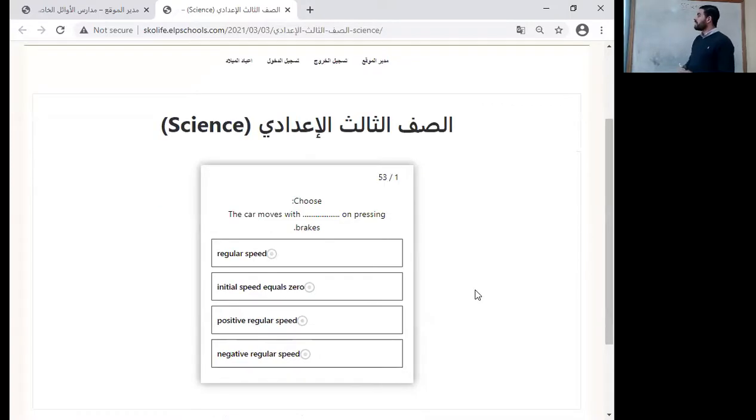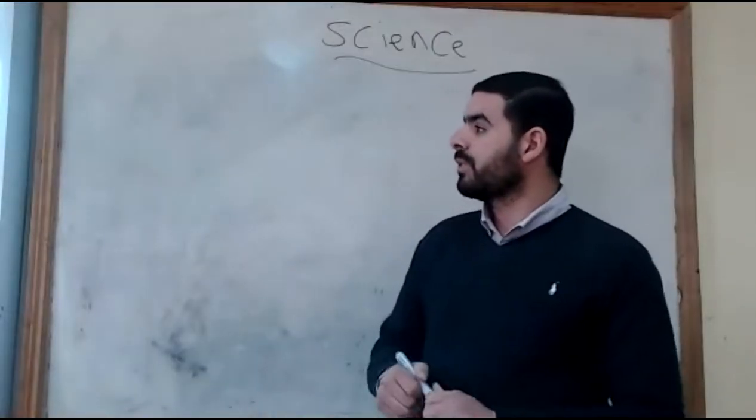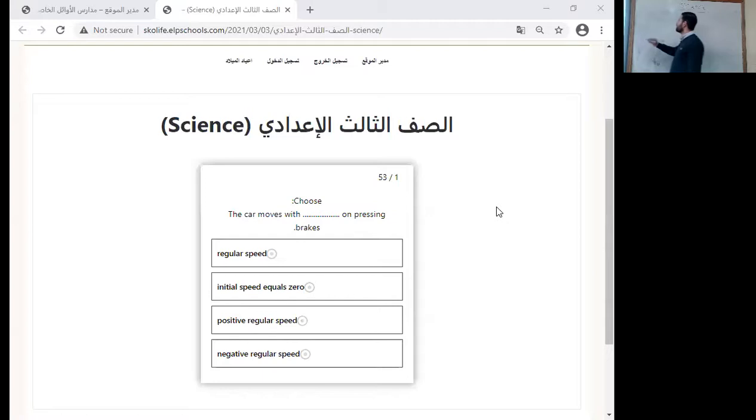The first question: the car moves with speed, and you press the brakes. When you press the brakes, the speed of the car begins to decrease. So the car speed begins to decrease, so it will move with negative acceleration type. Let's look at the answer. Regular speed, initial speed equals 0, positive regular speed, negative regular speed, so it will be negative regular speed.